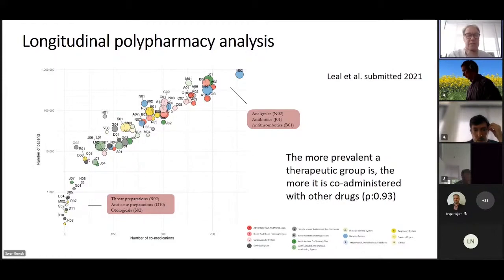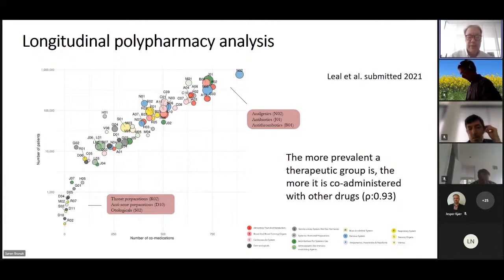You can also look at, before you go into analyzing how drugs are prescribed together, the number of co-medications and the number of patients, and you see the different ATC. And here, of course, I switched to ATC in my color coding. I think I left out the slide on that color coding, but this is again illustrating across the ATC groups how prevalent the therapeutic groups are, and the more prevalent, the more it's co-administered. And this is from a paper that Christina Leal has made. She just defended her PhD, and the paper has been submitted and is in review.